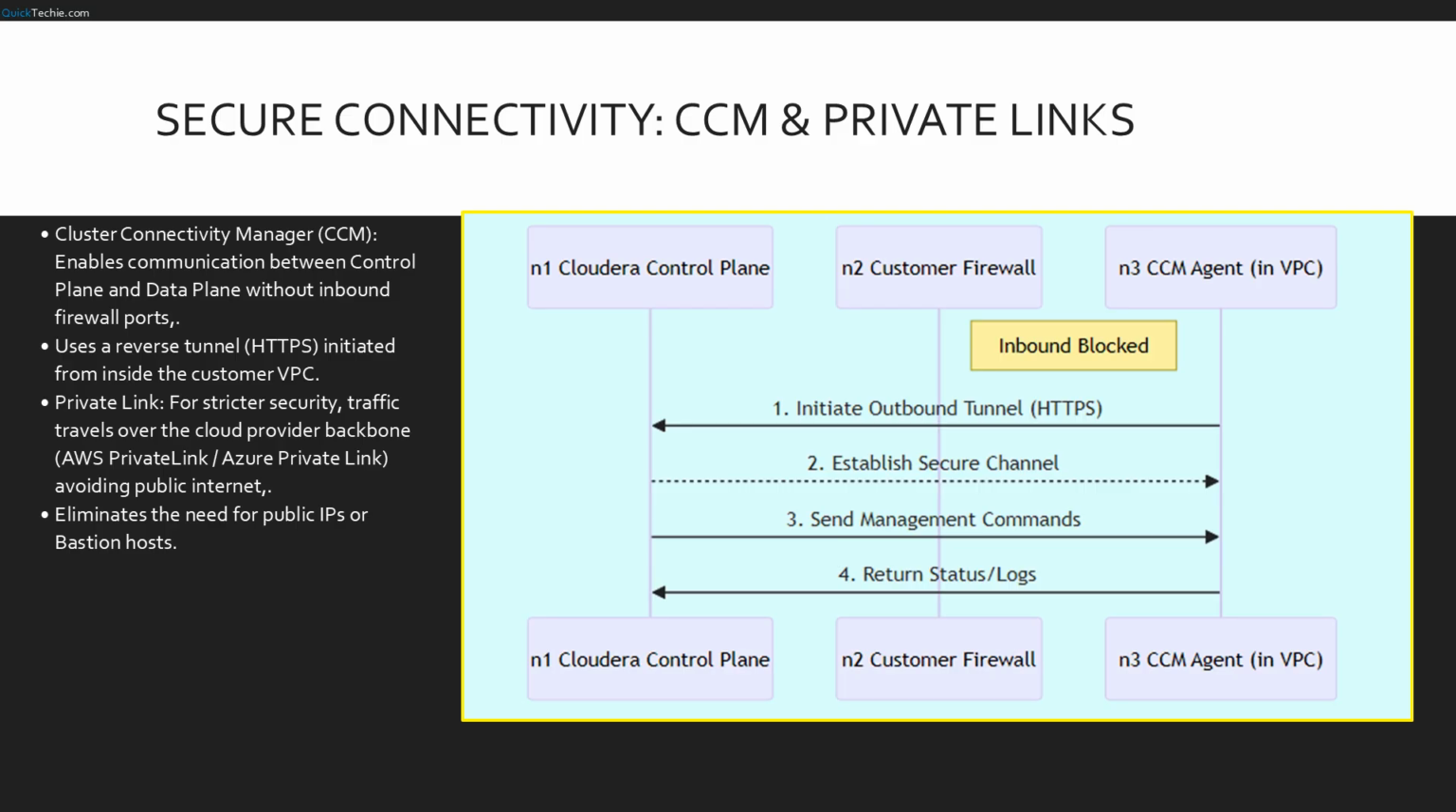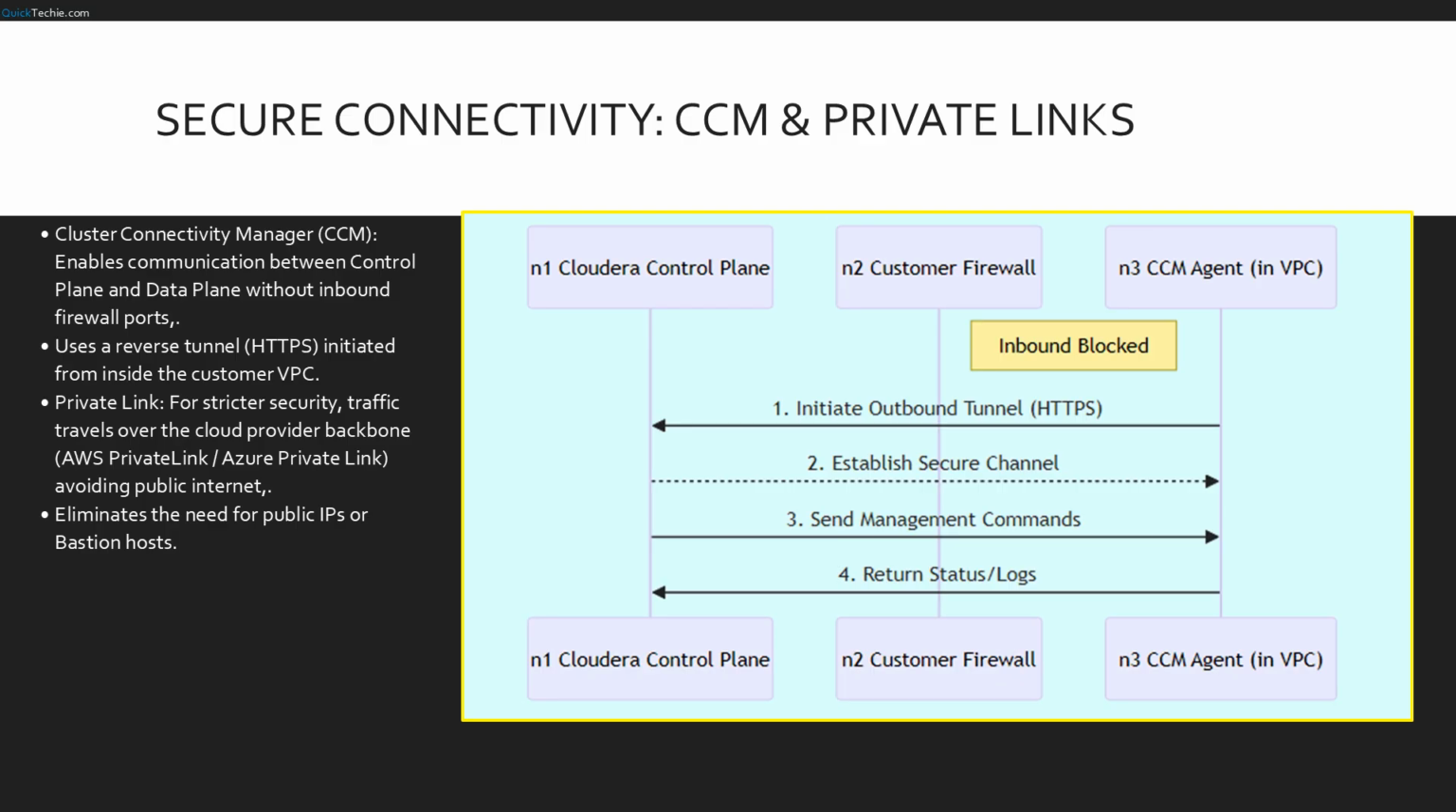We use the Cluster Connectivity Manager, CCM. Instead of opening dangerous inbound ports in your firewall, an agent inside your VPC initiates a secure, outbound reverse tunnel to the control plane. For highly regulated environments, you can go a step further and use Private Link. This ensures that even the management traffic stays on the cloud provider's private backbone network, never traversing the public internet. This architecture eliminates the need for bastion hosts or public IPs on your cluster nodes.